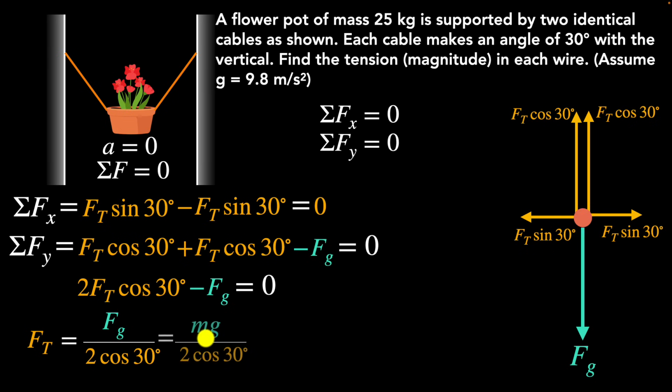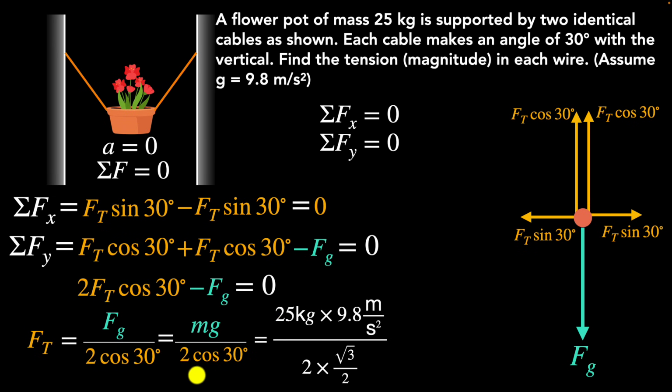Force of gravity is just mg. And so now I have all the values necessary. I can just plug them in. So mass is 25 kilograms, g is 9.8, and this is 2, and cos 30 is also a known value. So if I put it all in my calculator, this is what I would end up with. And depending on the question, we might be asked to round this off. Let's say we are asked to round this off to two significant figures, then this would be 140 newtons. So that is the tension force in each wire.